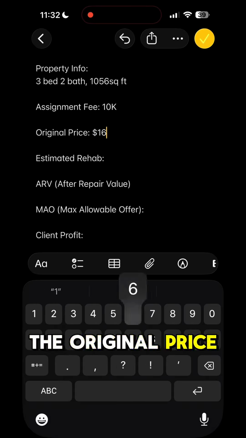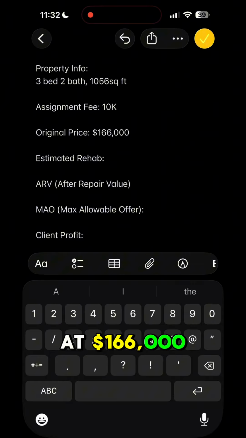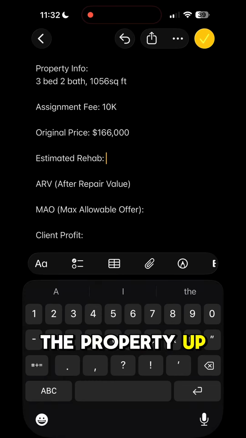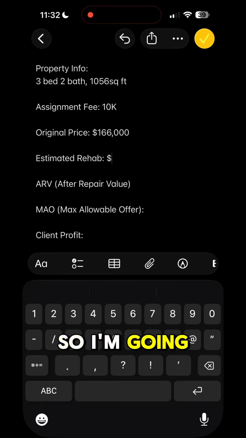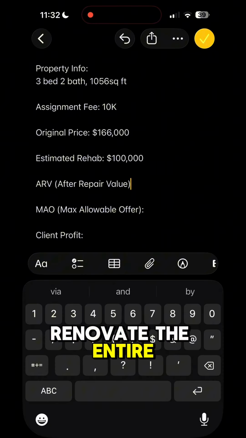Now, the original price is going to be the listing price, and they have the property listed at $166,000. Next, that's going to be the estimated rehab. So how much is it going to cost to actually fix the property up? And you guys saw the property, so I'm going to estimate around $100,000 to fix and renovate the entire property.